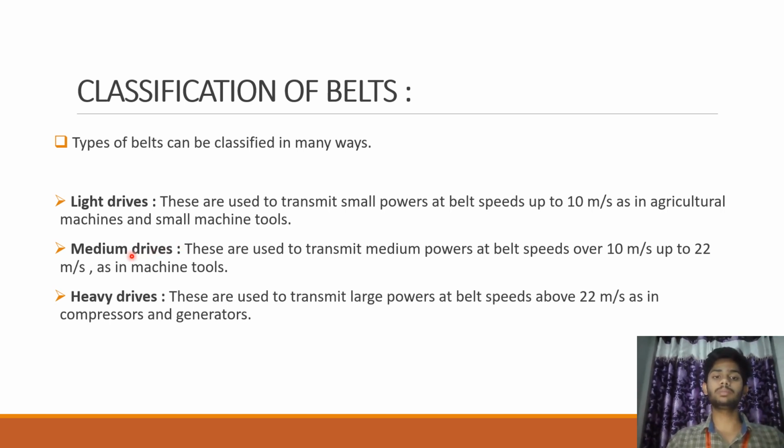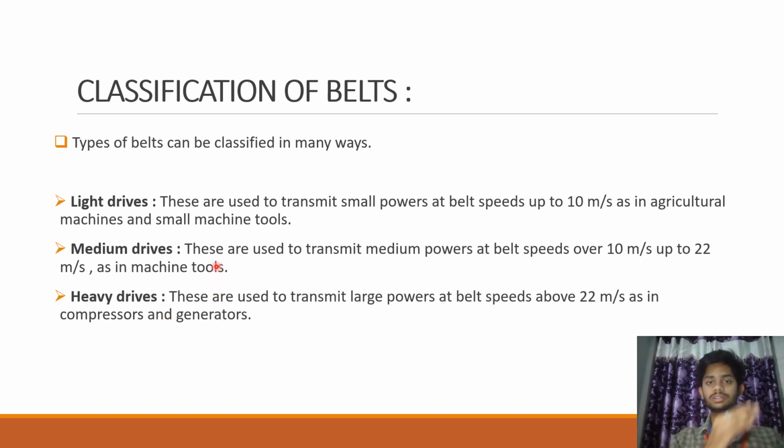Then medium drives. These are used to transmit medium power between 10 meter per second and 22 meter per second. Next, heavy drives. These are used to transmit large power at belt speeds above 22 meter per second. It is used in compressors and generators.